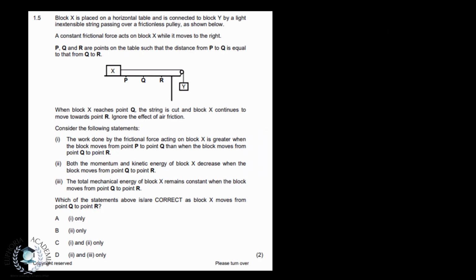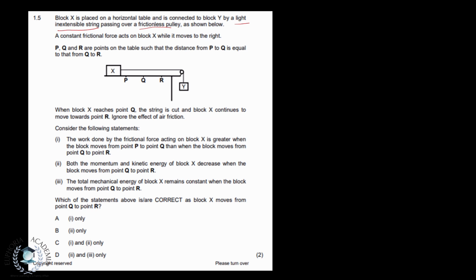Alright, for question 1.5, we have that block X is placed on a horizontal table and is connected to block Y by a light inextensible string passing over a frictionless pulley as shown below. A constant frictional force acts on block X while it moves to the right. P, Q, and R are points on the table such that the distance from P to Q is equal to that from Q to R. Okay. When block X reaches point Q, the string is cut and block X continues to move towards R.